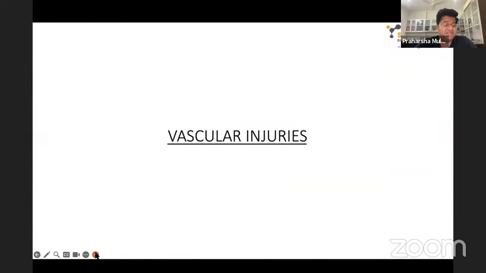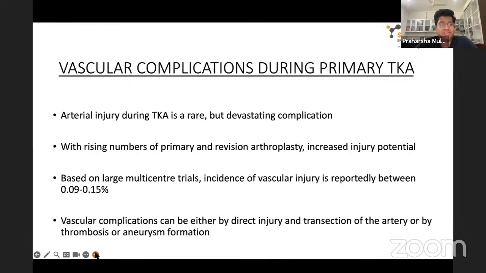So coming to something which is very rare, hopefully very rare, but extremely debilitating, extremely problematic, both from a medico-legal perspective and for the patient, because these things can land up even in amputations. And this is regarding the vascular injuries. Vascular injuries, especially arterial injuries during total knee arthroplasty, are rare, but they are devastating complications and they're not unheard of. Unfortunately, even over the last 5 years where we've done over 7,000 procedures, we would have probably had one or two injuries of the vasculature which required some intervention. So the percentage chance is very less.